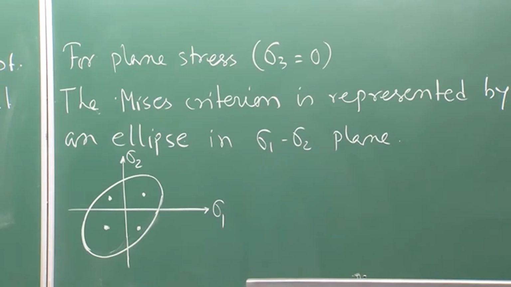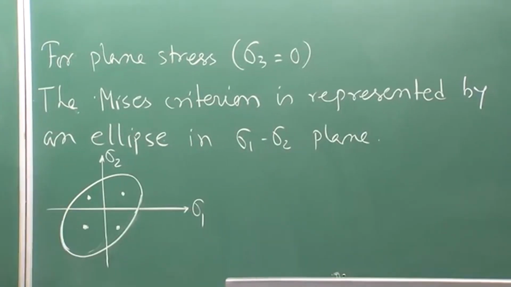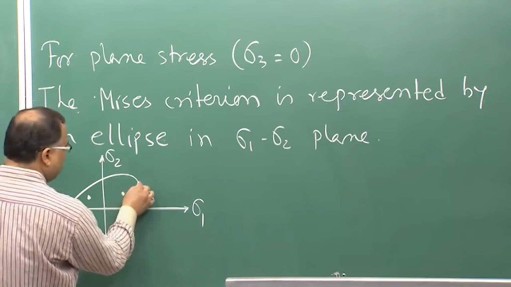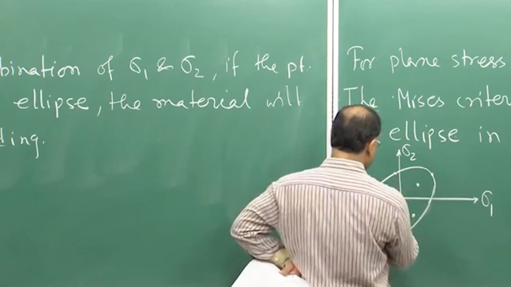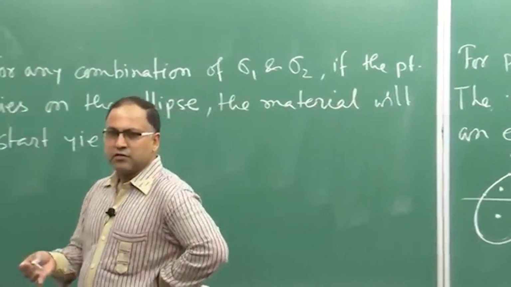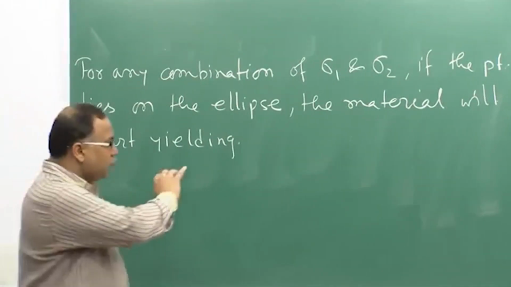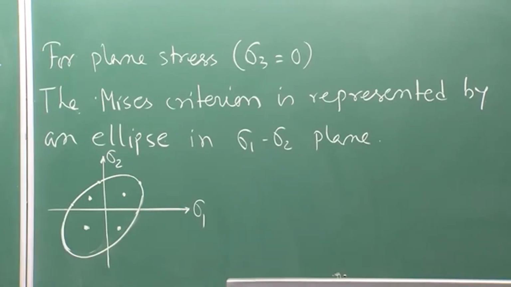So, for these combinations you are not getting any yielding as per the von Mises criteria, because this is your boundary on which, if the point lies, then you are getting yielding. That means if for any combination your point lies on the ellipse, the yielding will initiate. Understood? So, this is the boundary of your yield condition or the yield criteria.